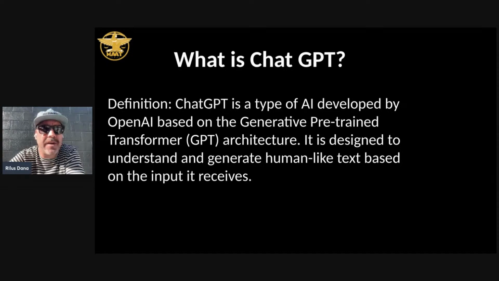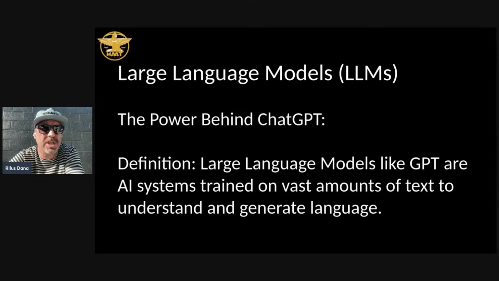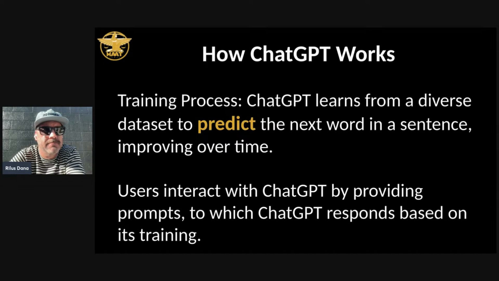Definition: ChatGPT is a type of AI developed by OpenAI based on the generative pre-trained transformer architecture. So that's what GPT is. It's designed to understand and generate human-like text based on the input it receives. So that's the big thing with ChatGPT and AI, that you can use human language. You don't have to be a programmer. Large language models are the power behind ChatGPT. Now, one of the things that was big for me is the way that it works. It's a prediction machine. So that's key. It can be confidently wrong because the way it works, it's just trying to predict what sounds good.